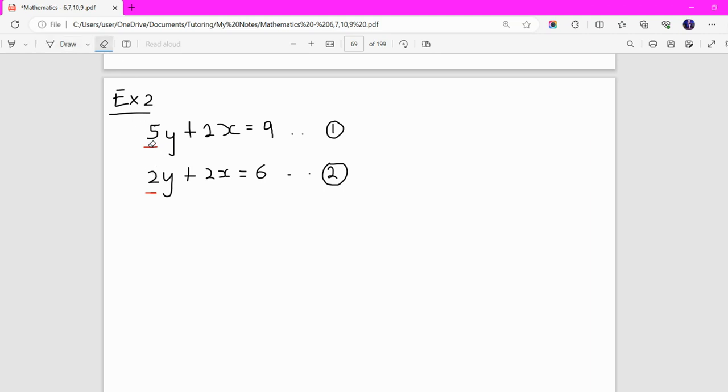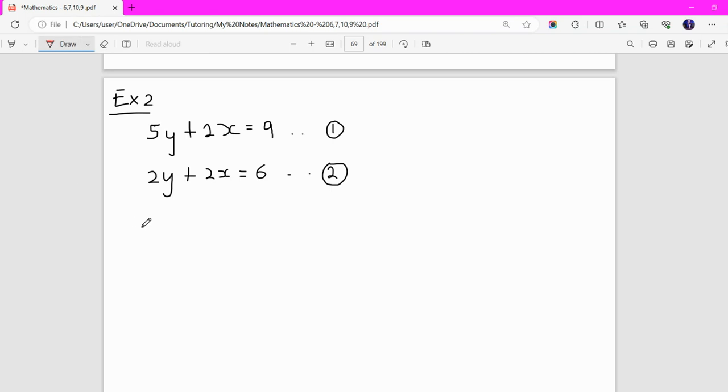So if we go on to the next variable, we're looking to see if we get the same coefficient for either x or y first. So we go on to the next variable, which is x. The coefficient of x in equation 1 is 2. The coefficient of x in equation 2 is 2. They are the same number, the same coefficient. So therefore, we would eliminate x, right?